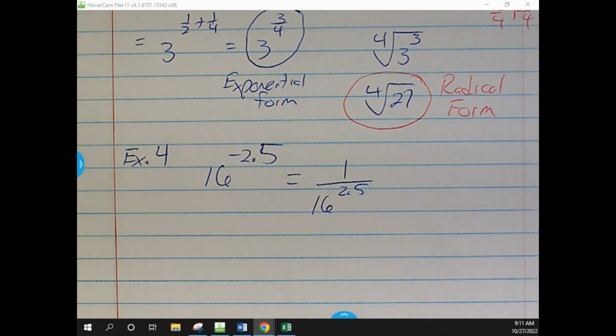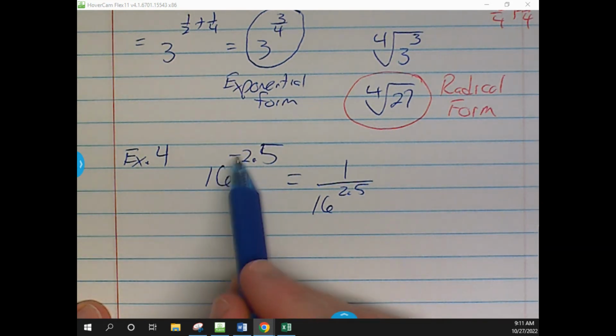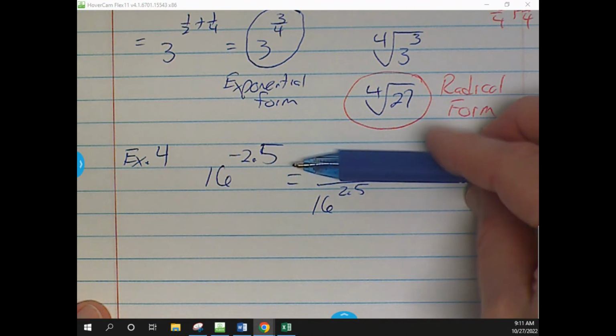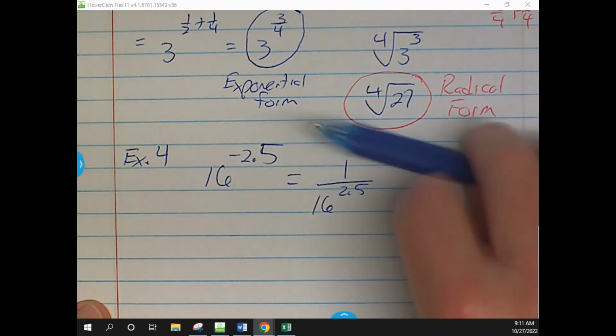So we had 16 to the negative 2.5. That's basically in the numerator. The negative exponent means it's in the wrong place, so now we're going to put it in the denominator. So now from here on out, you can just kind of ignore the 1 that's on top, and we're just going to worry about this thing.